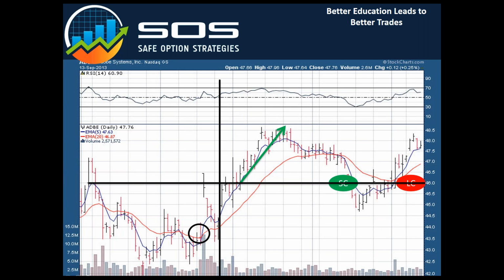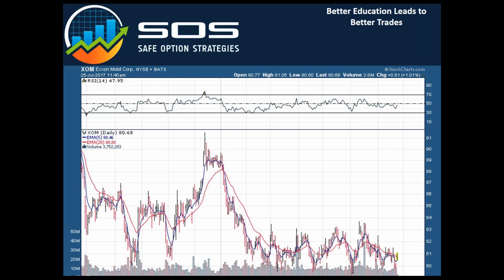Let the short option be the chaser. Let it chase after the stock. Try as best you can to keep it out of the money. Okay, that's kind of key. Try to keep it out of the money. And apply the rule of always trying to get as much or more credit on the new short option as what you're spending to close the old short option.